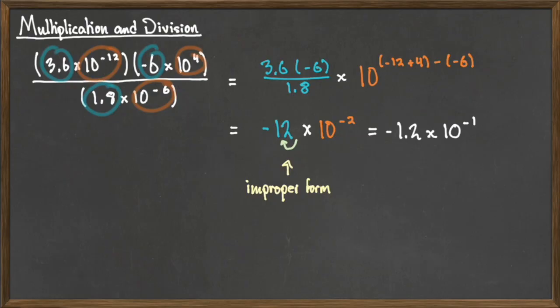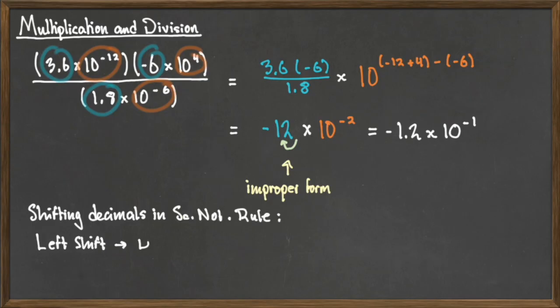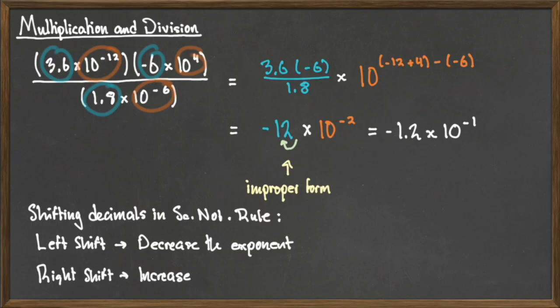But I need to move my decimal place 1 space to the left to make this in proper form. If I move the decimal one place to the left, that is going to decrease my power of 10 down to -1. So I'm going to have negative 1.2 times 10 to the -1. Really quickly, a rule about shifting decimals in scientific notation goes as follows. A left shift gives me a decrease in the exponent, and a right shift gives me an increase in the exponent.